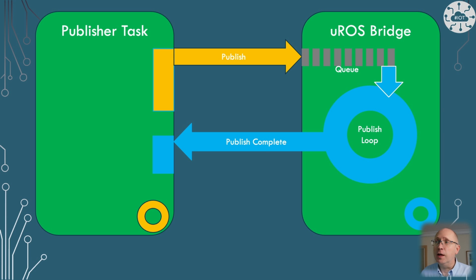So we've got a queue there, and then the task within the MicroROS bridge object is what's actually going to publish them, and then it puts a notification back to the publisher task that it's completed that.